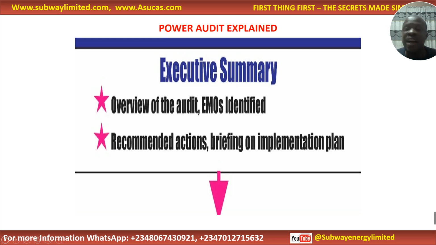EMOs identified. What do I mean here? Overview of the audit. When somebody calls you and tells you, okay, I need solar, you ask him, where's your location? Where's your house? Is it a 2-story building, 3-story building, a bungalow? He will give you the information. Okay, what do you want to power? When can I come for the audit?